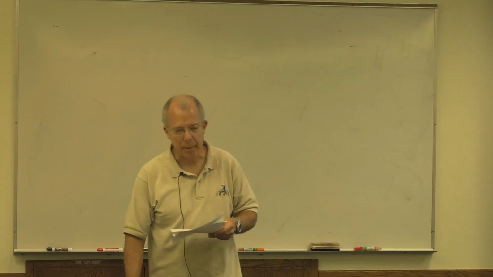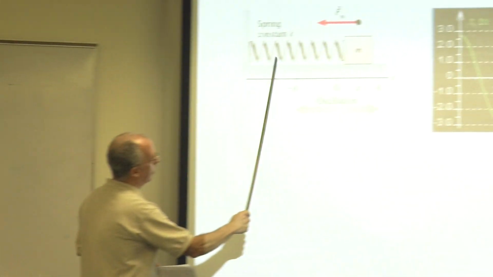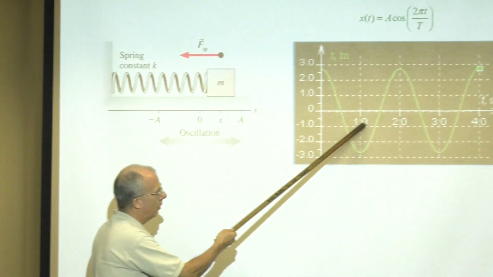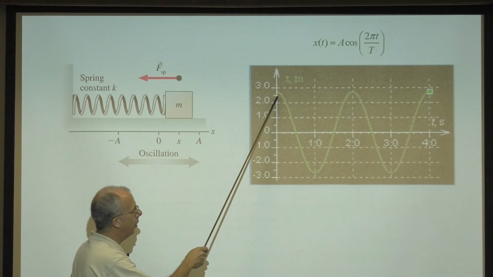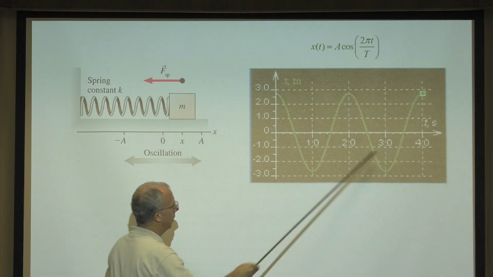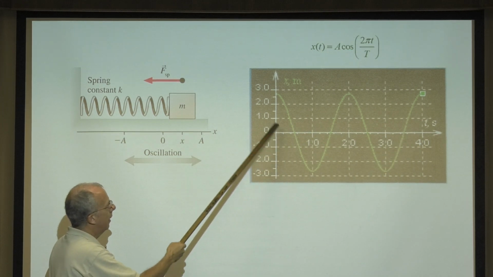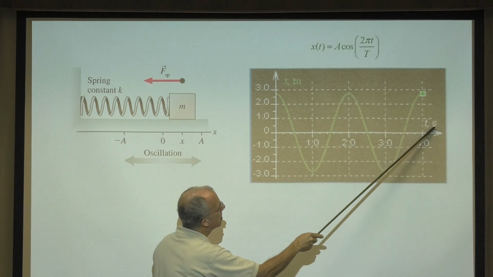Okay, now what we want to talk about is the mathematics of simple harmonic motion. So here is our setup, and this is the graph of the motion, right? It starts at the amplitude, goes to negative amplitude, positive amplitude, negative amplitude, and so on. So this is the cosine, right? This is x in meters versus time in seconds.